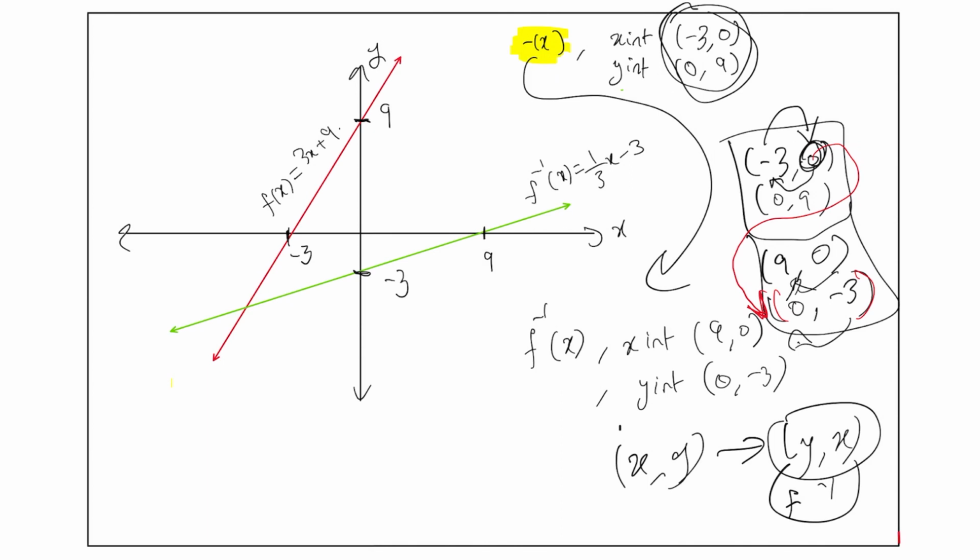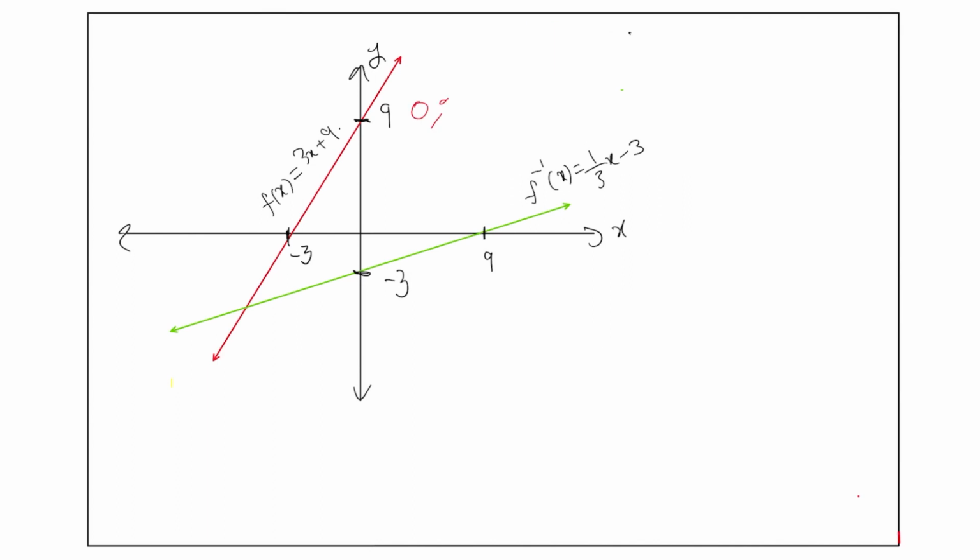You could even see that in the graph over here. Let's have a look at the graph. (0, 9) is the point over here. (9, 0) is the point over here. (-3, 0) is the point over here. (0, -3) is the point over here. On the original function, (-3, 0). But when we go to the green, the inverse function, it's flipped.